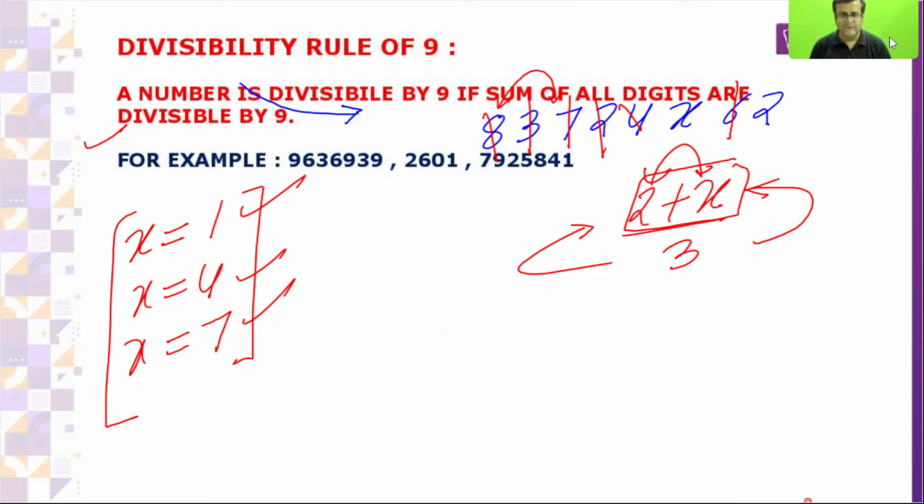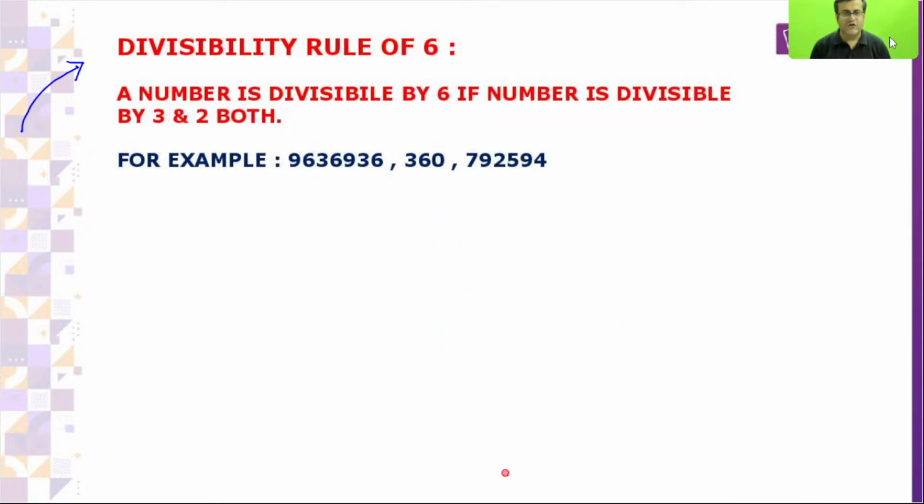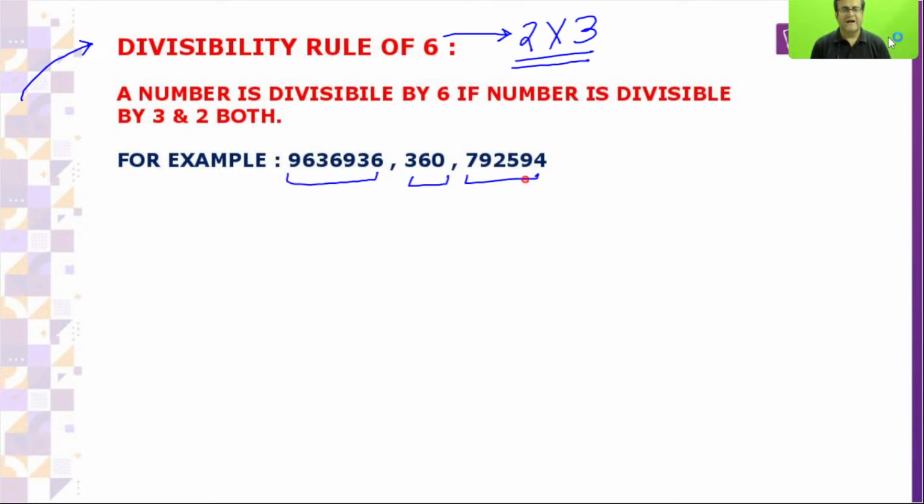Okay, beta. Now come to divisibility of 6. The number is 6. I can factorize it in prime factorized form. I can write 6 as 2 into 3. So it means whatever the example is, I will have to check for 2 and I will have to check for 3. So a number is divisible by 6 if the number is divisible by 3 and 2 both.